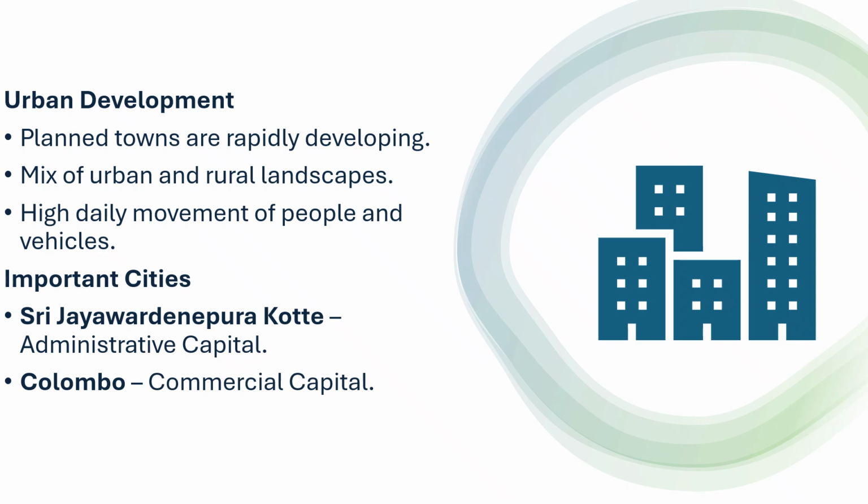Urban development: planned towns are rapidly developing, a mix of urban and rural landscapes, and high daily movement of people and vehicles. Important cities are Sri Jayawardenepura Kotte, also known as the administrative capital, and Colombo, also known as the commercial and financial capital.